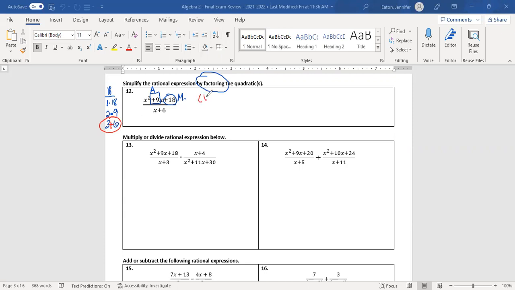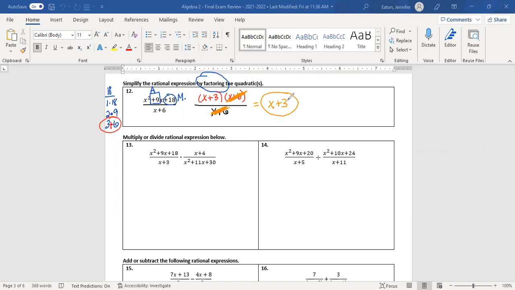So we can factor that out to be x plus 3, x plus 6. So we factored out the numerator of our fraction here. So the bottom is x plus 6. We didn't have to do anything to that. We're going to cancel the x plus 6 on top with the x plus 6 on bottom, and we're left with x plus 3 as our final answer for problem number 12.